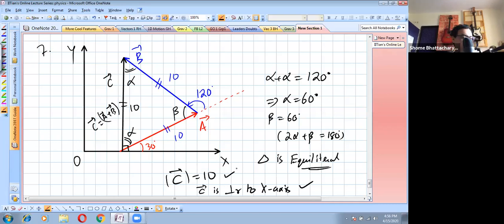So it turns out that at the end of the day, this is a very easy question when you use the property of isosceles triangle like this. So that was about this.